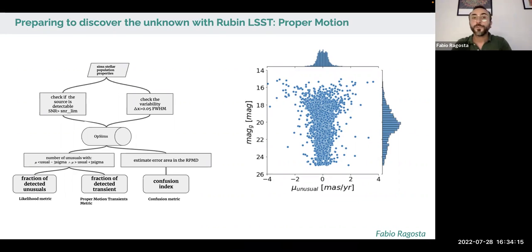population. So we created three metrics to answer the following questions. What is the fraction of the unusual population that is identified as an anomaly in different opsims, given the measured proper motion uncertainty? The second question is, what is the fraction if the objects are also variable in flux?